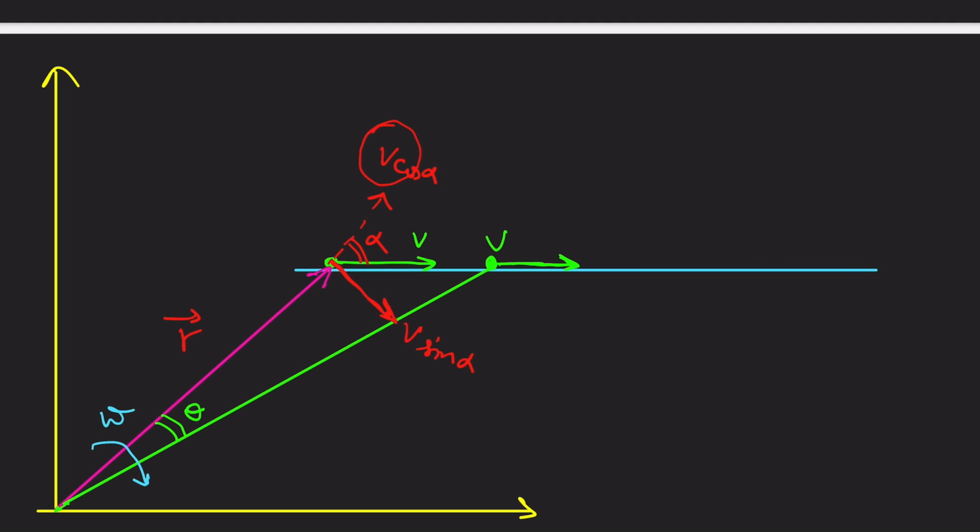Okay, and guys, if you see here, this v sin alpha is perpendicular to r at this moment. So of course, if it is perpendicular to r, it can't change the magnitude of r. But because it is perpendicular, it can rotate the r.